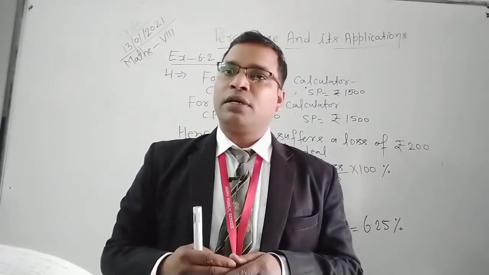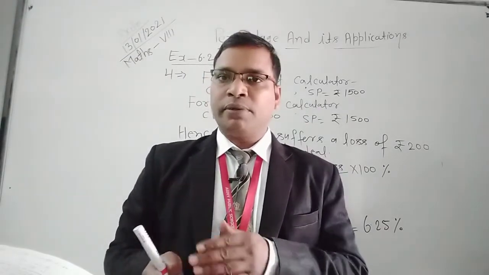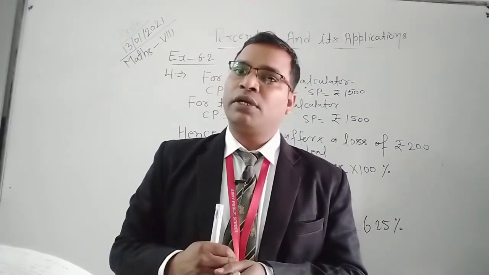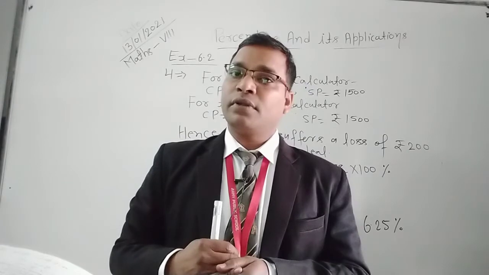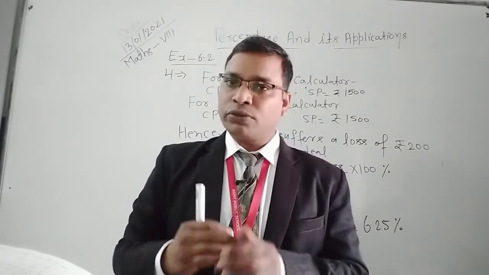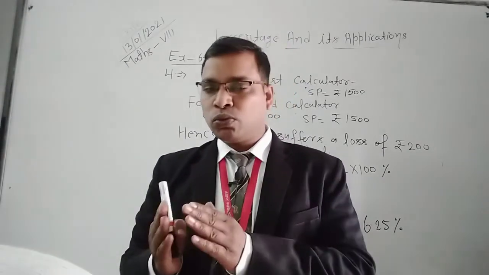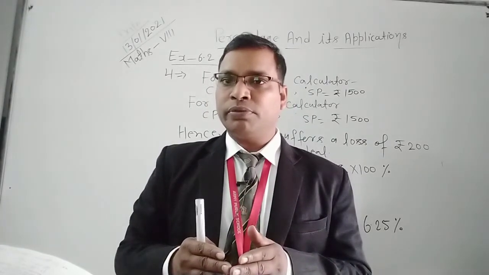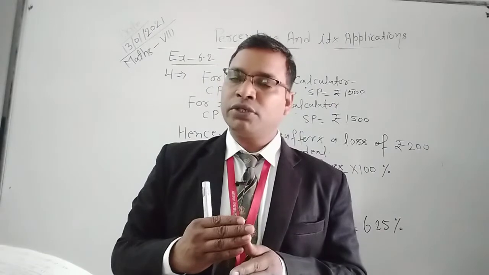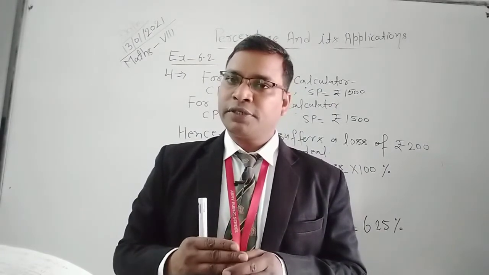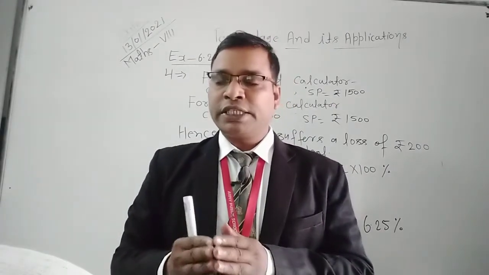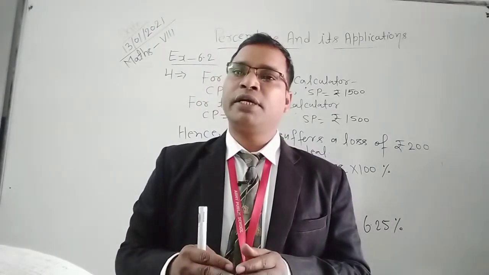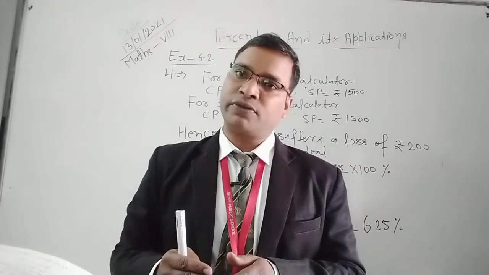is 1,200 rupees, but when you find the cost price of the second calculator, it is 2,000 rupees. So total cost price is 3,200 rupees, but our total selling price is 3,000 rupees. So here you can see cost price is greater than selling price. So David has a loss in the whole transaction, you can see.